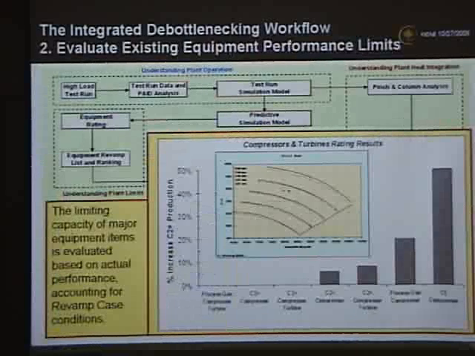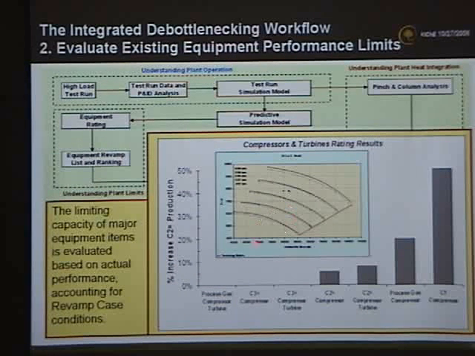The next step is to use equipment design tools to find the current operating point and to identify the upper limit of the equipment. It's important to use actual performance data when doing this kind of modeling for revamp.